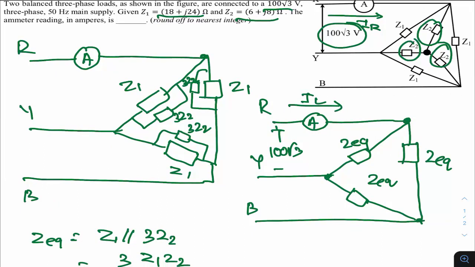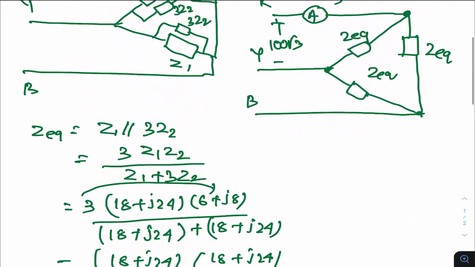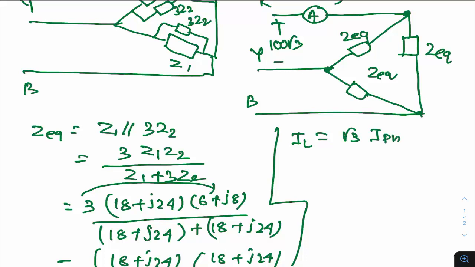And if you observe, this is nothing but a delta load. And in a delta load, how are the line currents and phase currents related? You have already studied this in measurements or power systems or networks. In a delta connected load, the line current is given by IL equals root 3 times I phase. What is the phase current? Phase current is the current in this branch. Why am I thinking this way? Because finding the I phase will be straightforward in this case, because the voltage 100 root 3 is applied to this particular arm, so I can easily get the phase current.